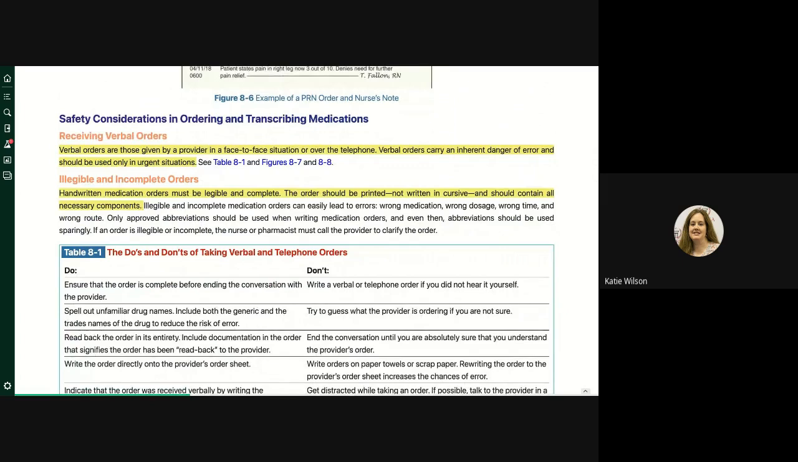So ordering and transcribing medications: you're not going to be able to transcribe or do any telephone orders as a student. You have to be a licensed nurse to do that. Verbal orders only need to be done in an emergent situation, like in an ER, during a surgery, or maybe a code situation, that you would give or receive verbal orders. Handwritten orders must be legible and complete. The order should be printed, not written in cursive, and should contain all the necessary components we listed before.